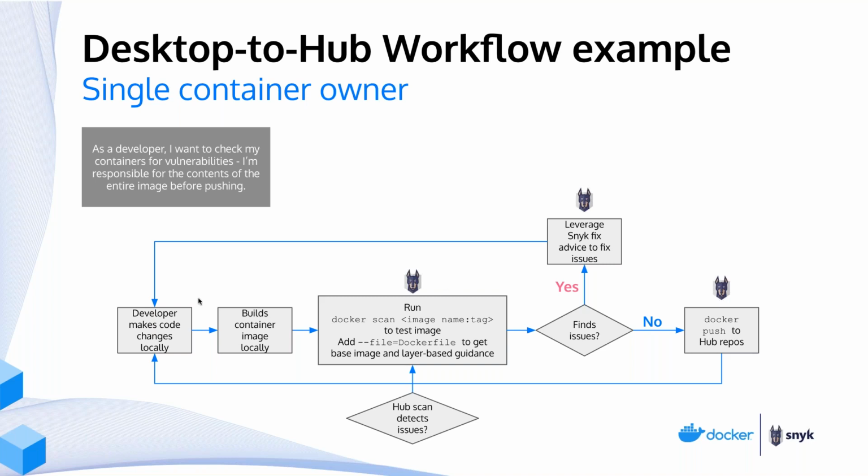And so they start out, they're making changes, writing code, they're going to build their container image locally, and then they're going to do a Docker scan. And we're going to take a look at this in a minute. They're going to scan the image, they're going to fix issues, and then finally they're going to push that image up to the hub, and the scan will run again. So that's one scenario where you have a development team that owns end-to-end. They own the application code, they own the base images.